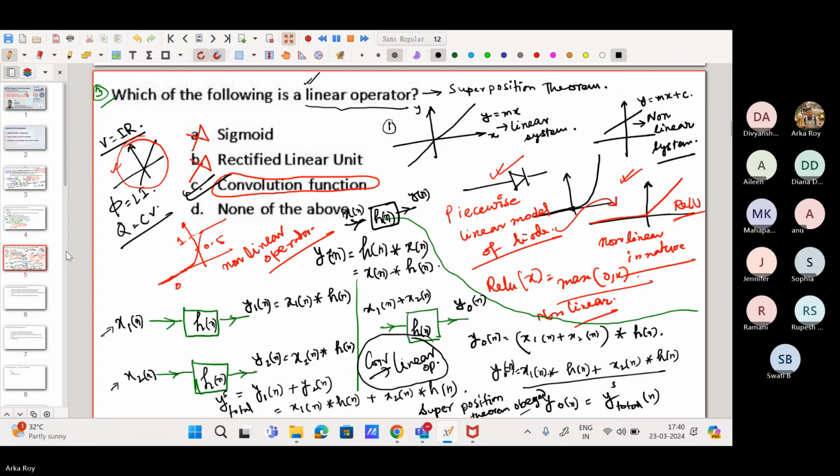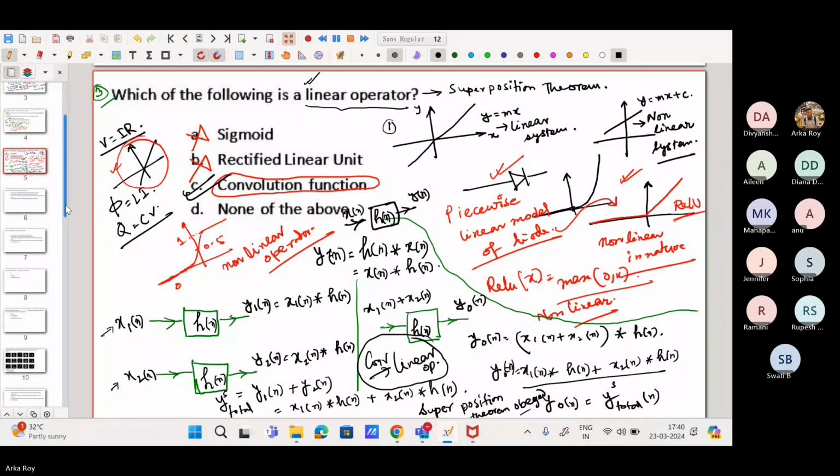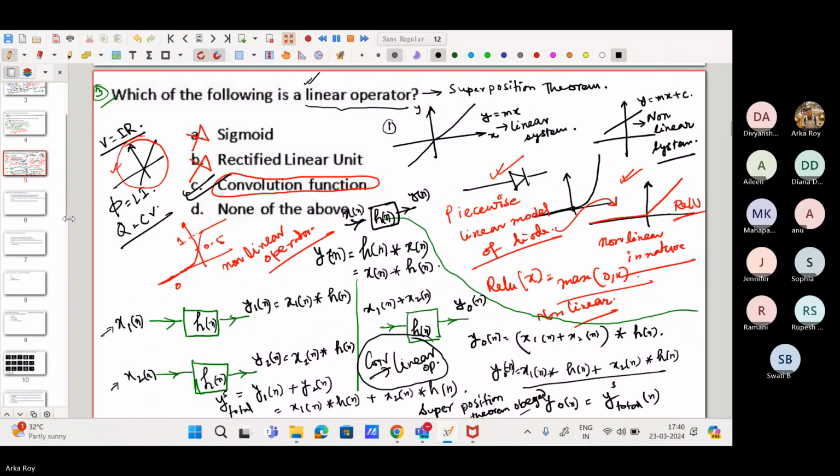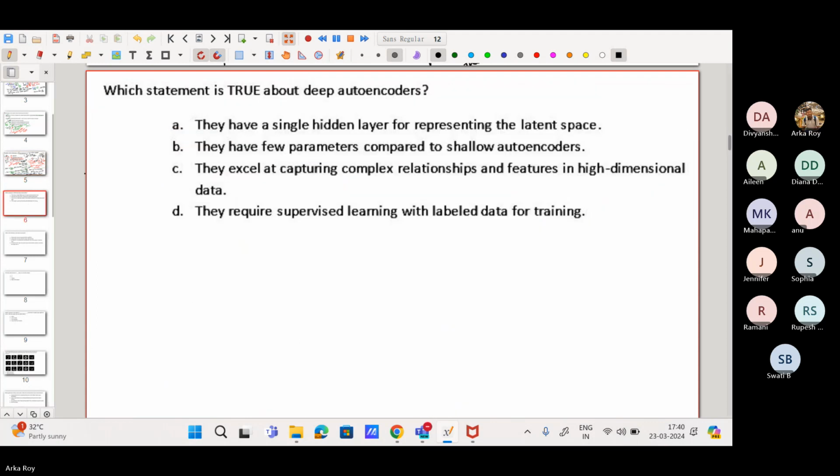Okay, any query for this particular problem? I hope there is no query for this one. So let us move to the next question.